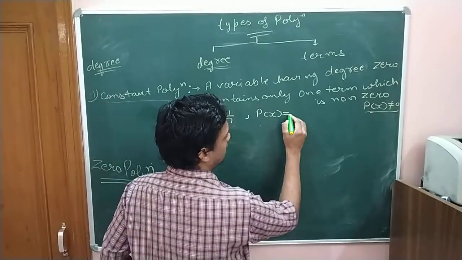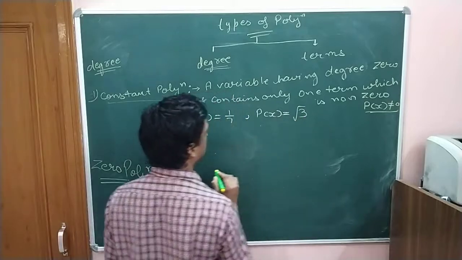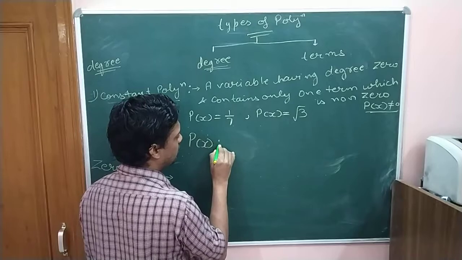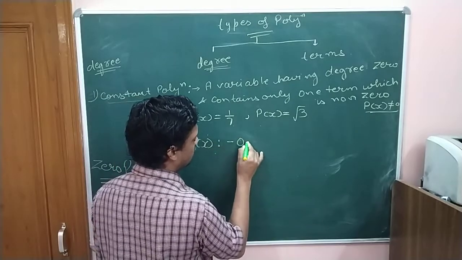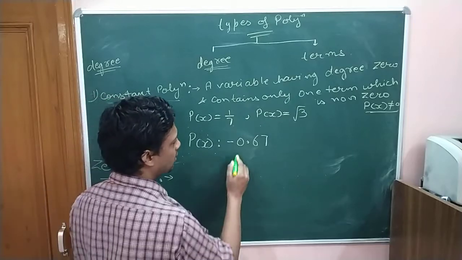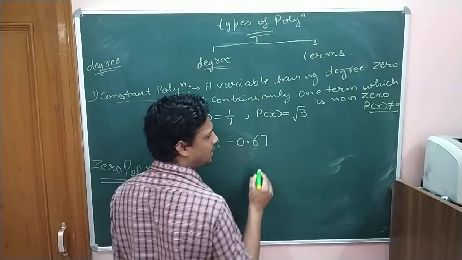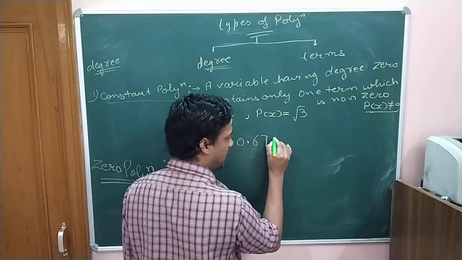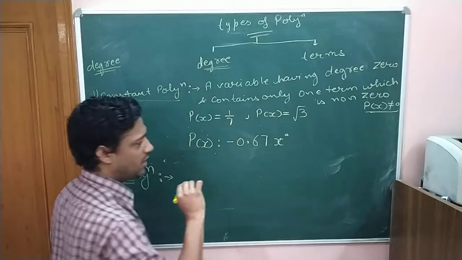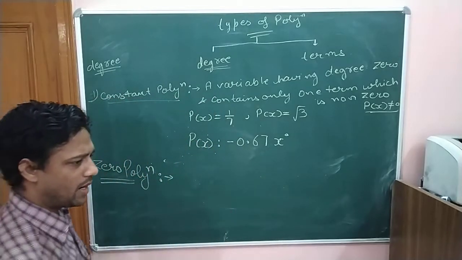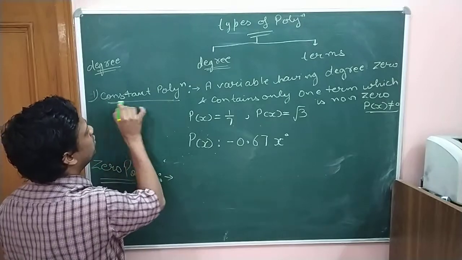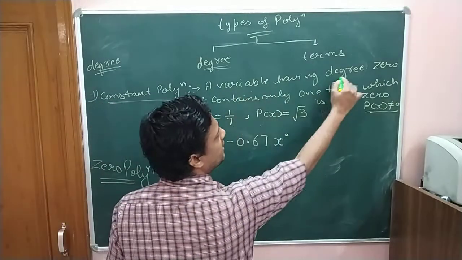Now, another example: p(x) equals root 3, or p(x) equals minus 0.67. This is a constant because a variable is not present there. If the variable is not present, then by default the power of the variable is 0. So I can say that the degree of the constant polynomial is 0.